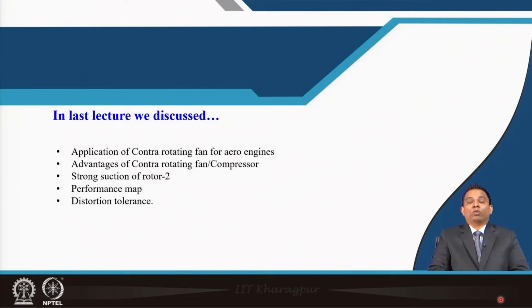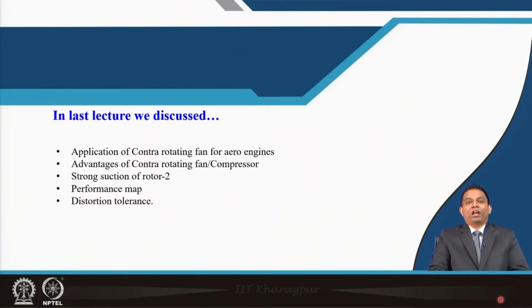By doing so, we are removing the combination of stator and rotor. Removing, in the sense that we will not have a stator in between two rotors. By doing so, we are reducing the number of components required for the engine. When we reduce the number of components, we reduce the length of the engine. At the same time, the reduction of components reduces the weight of the engine.